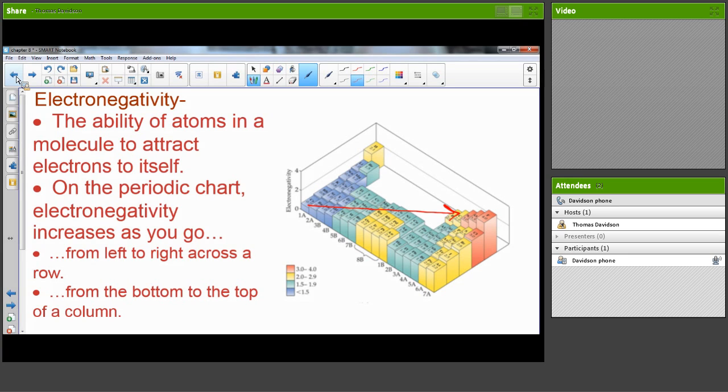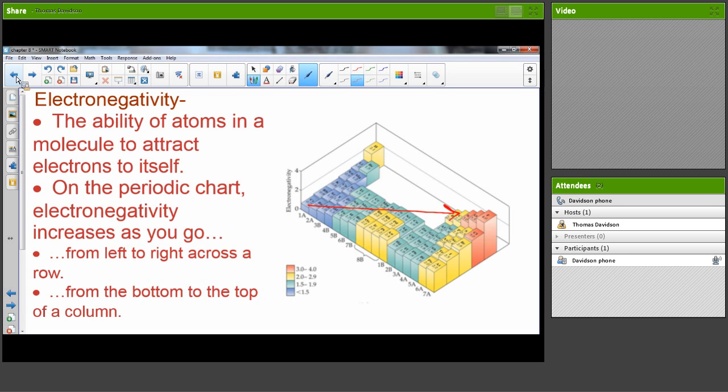All right, so once again, write the trend on the periodic chart: it will increase as you go from left to right and from bottom to top. Or you can more simply write that trend as an arrow that points from the bottom left to the top right. We okay with that?